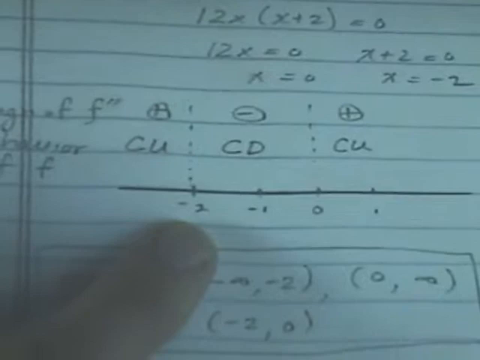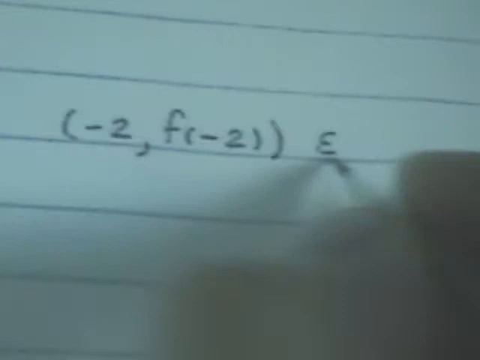Having said that, notice that there's a change in concavity. It goes from concave up to concave down at x equals negative 2. Do you see that? And then there's a change in concavity at 0. So the points due to the concavity changes are negative 2, comma, f of negative 2. Sorry, this should be negative. I'm not even going to calculate it. And 0, f of 0.